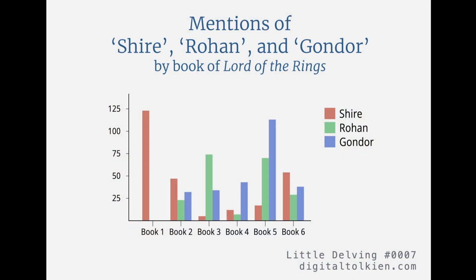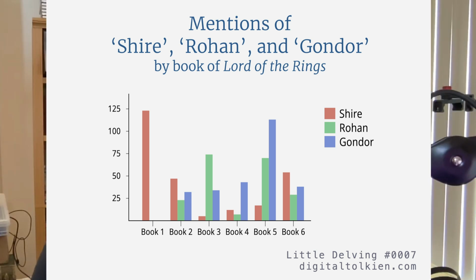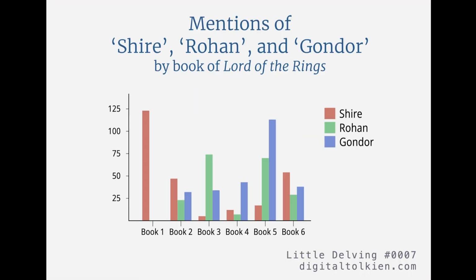So in this first Little Delving, number 7, we're looking at the number of times that the words Shire, Rohan and Gondor are mentioned by each book in Lord of the Rings. So remember, like many of the Little Delvings we do, this is focused on occurrences of the words, rather than necessarily the story being located in those particular places. We are actually doing some work tracing the location of the narrative throughout all of the 6 books. That will come later, but for now this is just focused on mentions of these places.